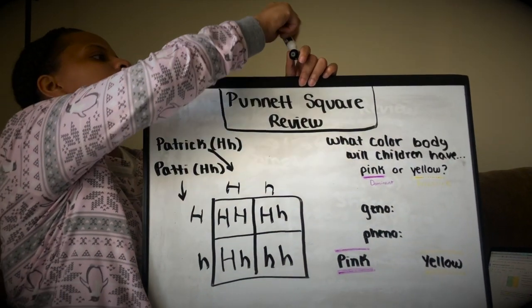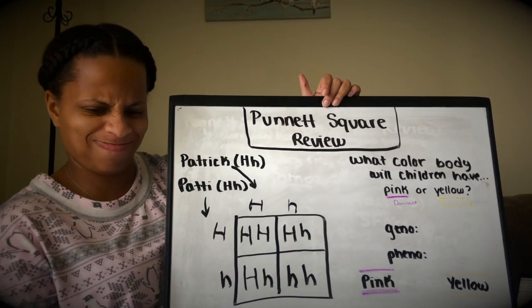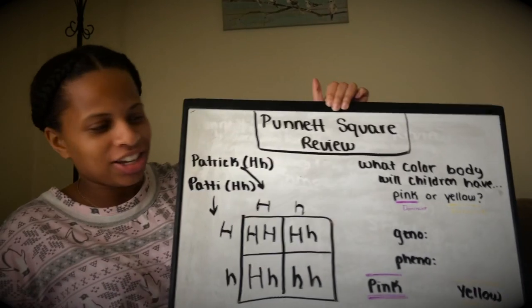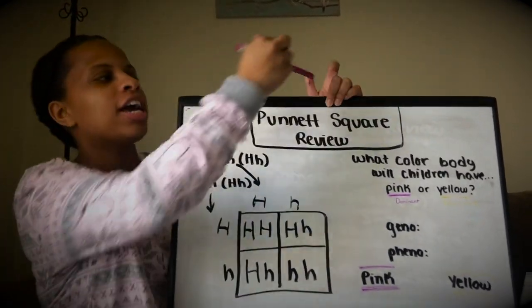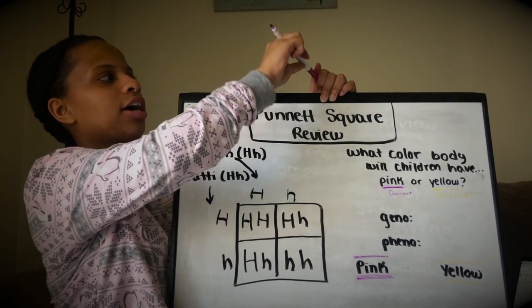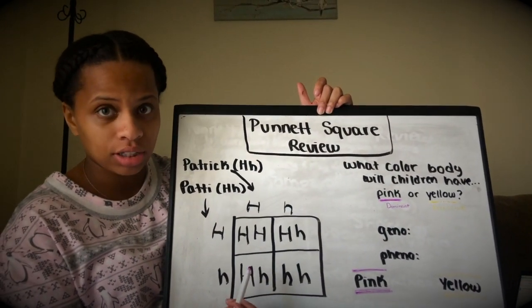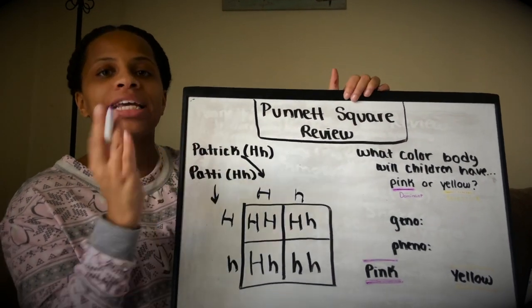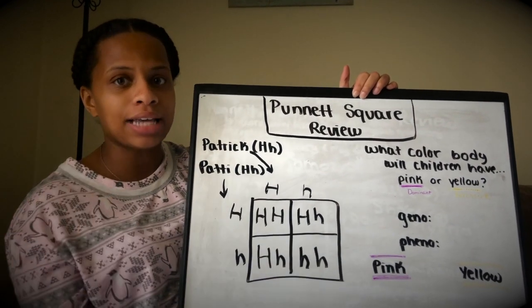So now what I'm going to do is grab a few markers. Hang on. It was a little hard, guys. All right, so now we're going to go in the boxes and we're going to color if it's going to be pink or yellow. So if we have two capital letters, and on our previous board that we looked at, it said that it would be dominant. So two capital letters, dominant.